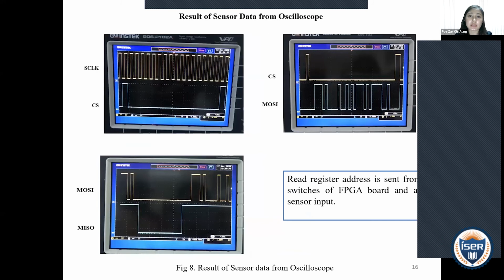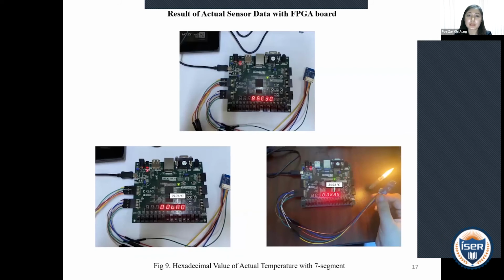This is the result of sensor data from the oscilloscope: SCLK, CS, MOSI, and MISO. The register address is sent from the switches of the FPGA board as a sensor input. This is the result of the sensor data with the FPGA board. The first figure is the 20-bit sensor data shown in hexadecimal value, and the second figure is room temperature. Room temperature is 29.76 degrees Celsius, and then the sensor is heated. The temperature increased to 34.93 degrees Celsius.